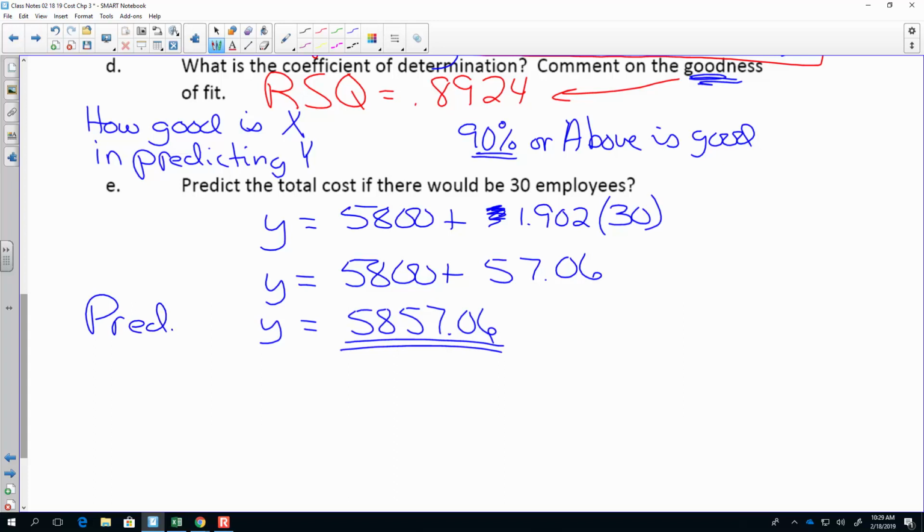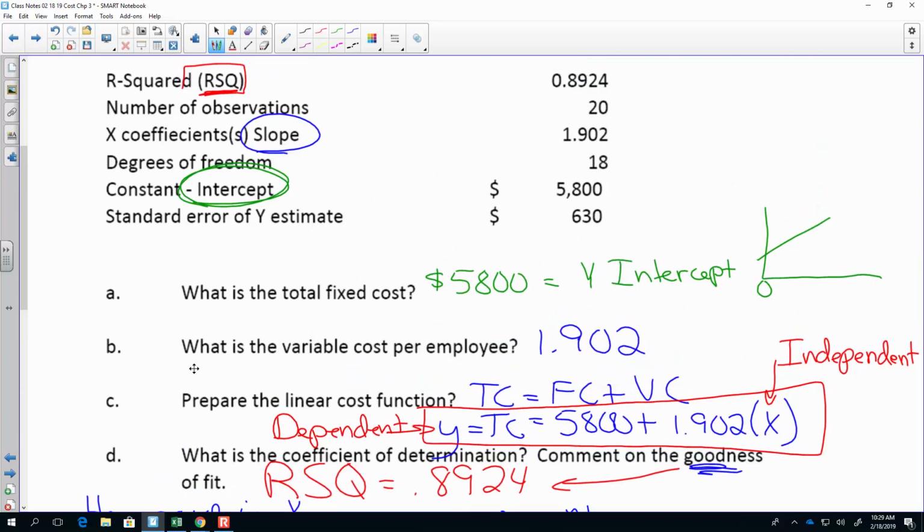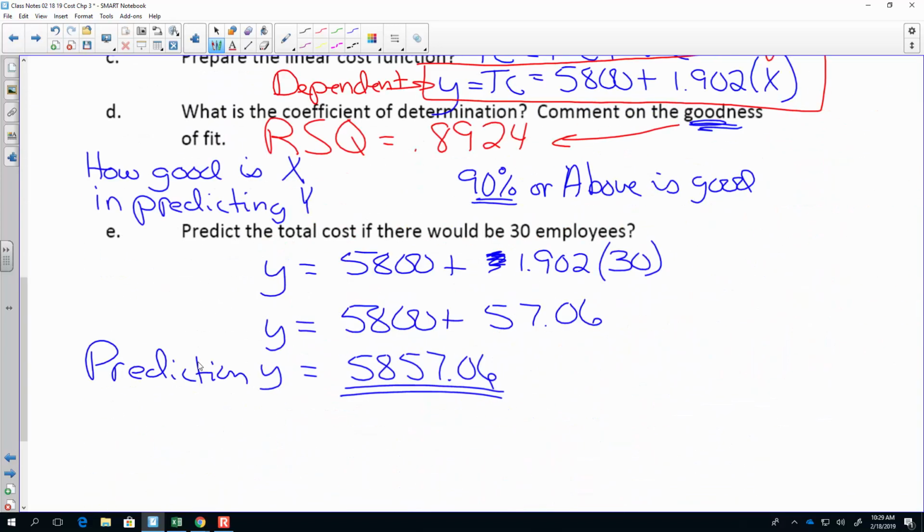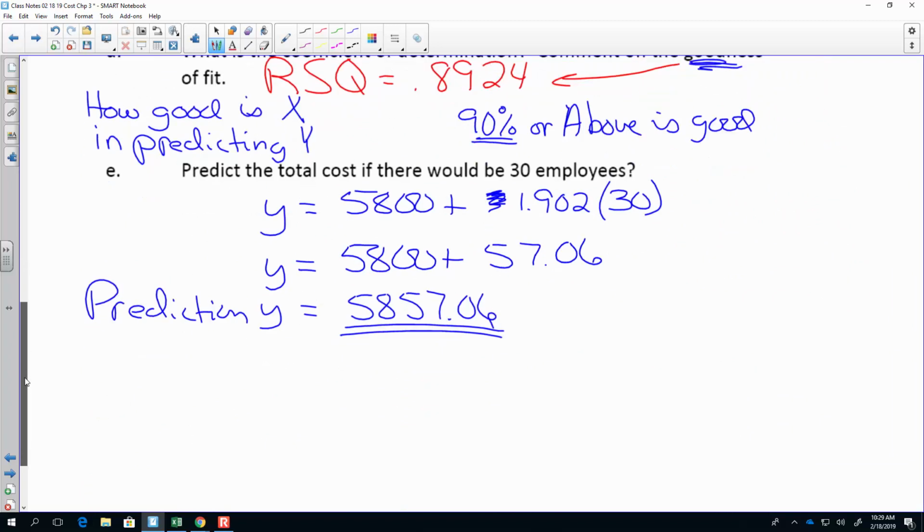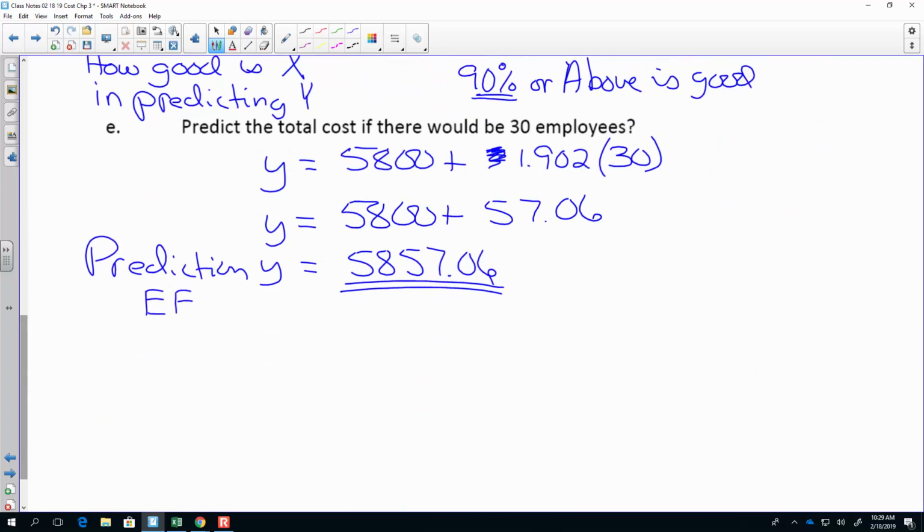This is my prediction of what? What are we predicting here? I think it's total employee cost, right? Yeah. If I have 30 employees, my prediction is I'm going to have $5,857 of cost. And that's what the formula is there for. And then I'm going to compare this to the actual.